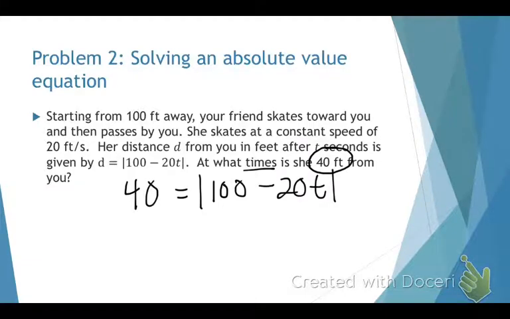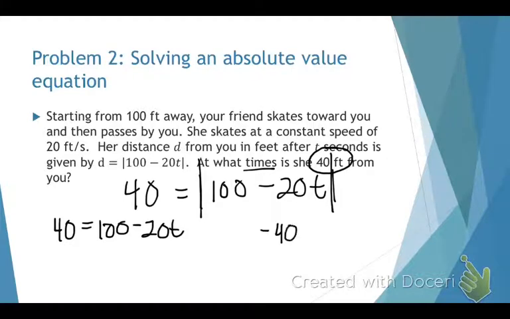The first thing I need to do is isolate the absolute value symbols. Well, my absolute value symbols are isolated. There's nothing else on that side of the equation, so I am good to go with that. At this time is where I write the pair of equations where I set one to the positive value and one to the negative value. So 40 is equal to 100 minus 20t, and negative 40 is equal to 100 minus 20t.